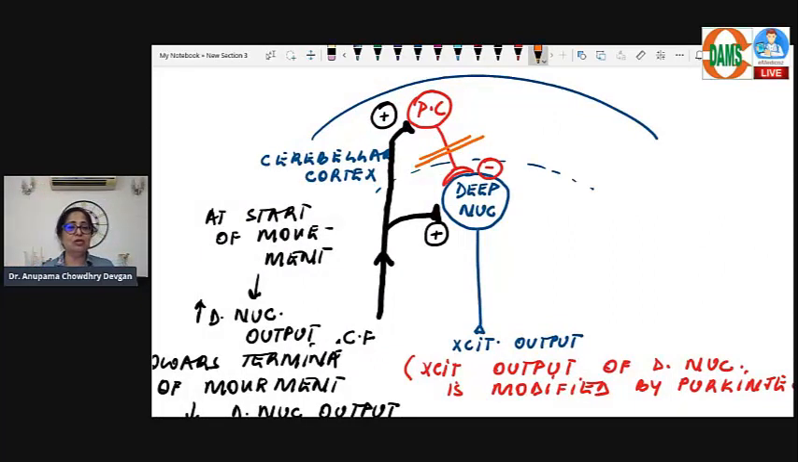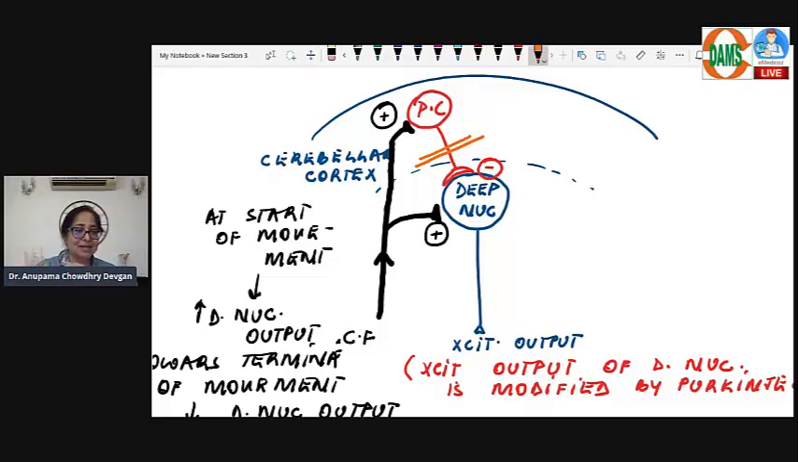If inhibitory control of the Purkinje cell is gone, what is going to happen? Past pointing, overshoot, rebound phenomena, intention tremors. Have you got it? Somebody very correctly wrote that the Purkinje cell is preventing an overshoot, which is correct. If there is a lesion of the cerebellar cortex, the Purkinje cell control over the deep nuclei is gone. So there is an overshoot, past pointing.